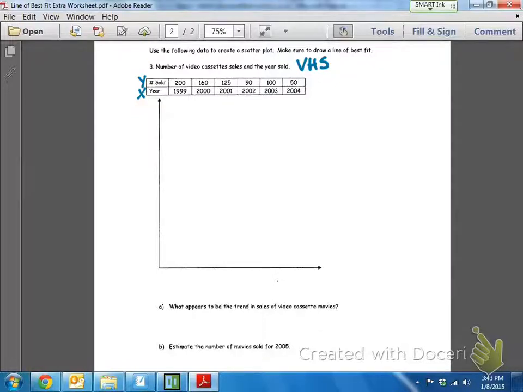But I, again, want to be in the habit of always putting time or some type of time figure like years, months, or maybe hours, I always want to put that on the x-axis. So, years are down here. And on the side, we have number sold. Okay. All right, now let's go ahead and plot our numbers.